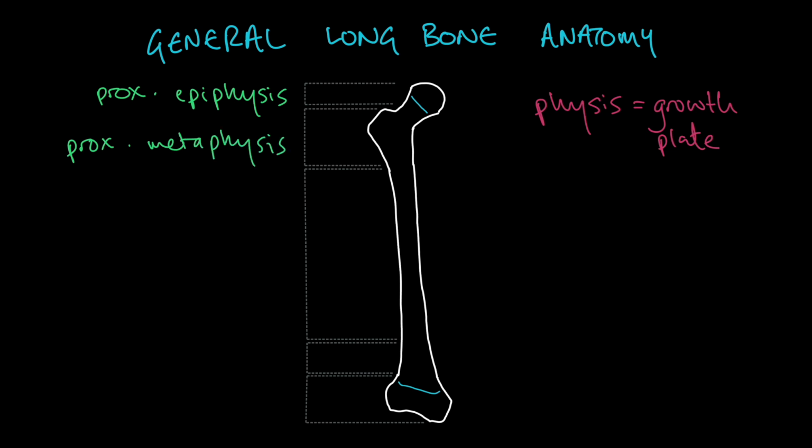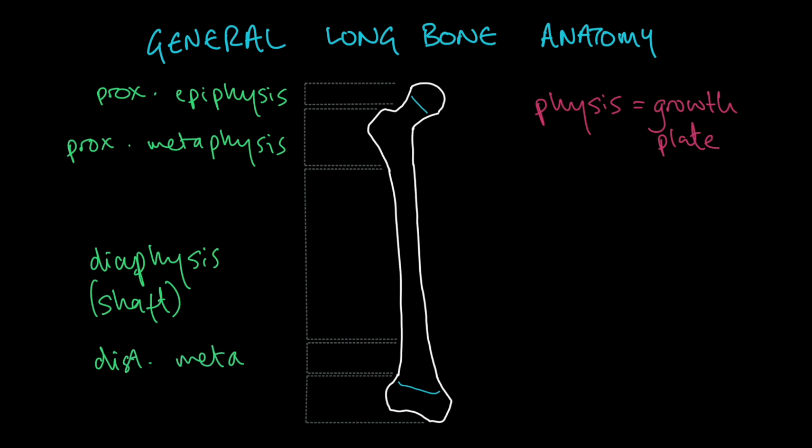Distal from the physis, we will have the proximal metaphysis. So the proximal metaphysis will be the area where you will get growth, and it's between the epiphysis and the diaphysis. The diaphysis is what we have over here, and this would otherwise be known as the shaft of the bone. And then we're back to the metaphysis, distal metaphysis, and then again we have the distal epiphysis.